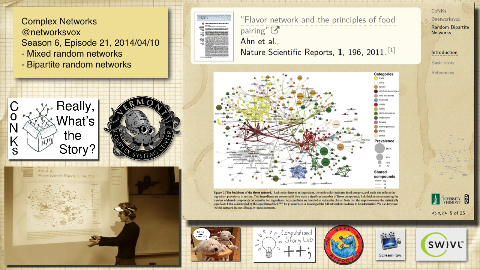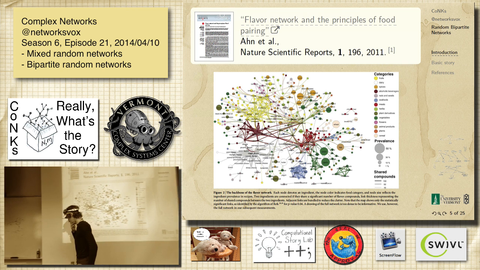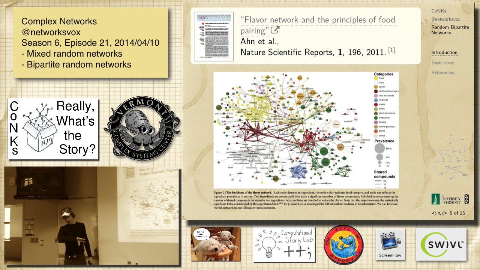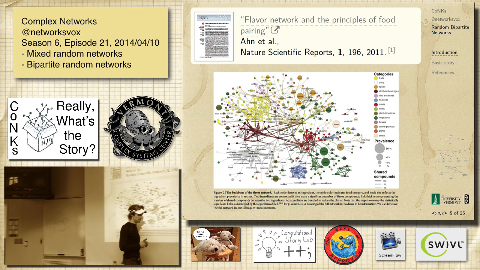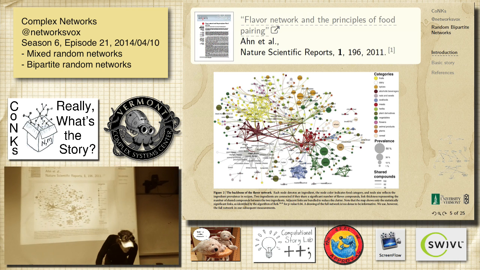So it's ingredients, and then this is the induced network, right? So you have all your ingredients here, you have all your flavors, and then how they're connected by whether this food contains this flavor and so on, and then you can build this huge network.